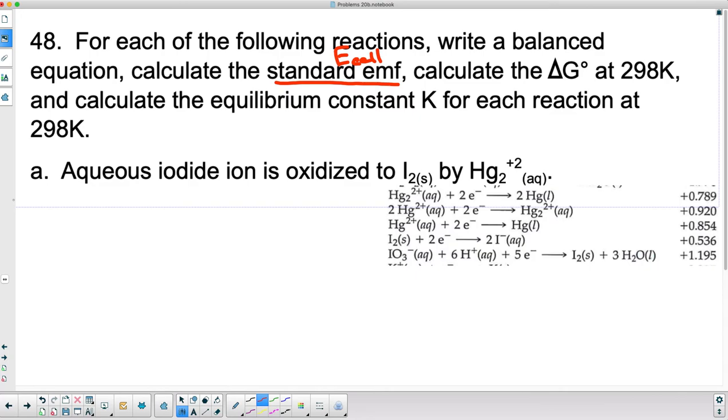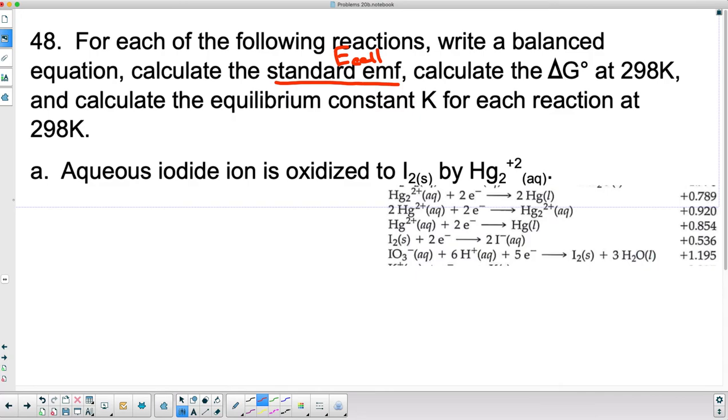Okay, so now I'll walk you through it here and try not to take up too much time. The first one's actually, in my opinion, not too bad because we've been practicing this. I think it's the most confusing, but we've been practicing this, so I think we should be getting pretty good at this. So here I have iodide ion is oxidized to I2.